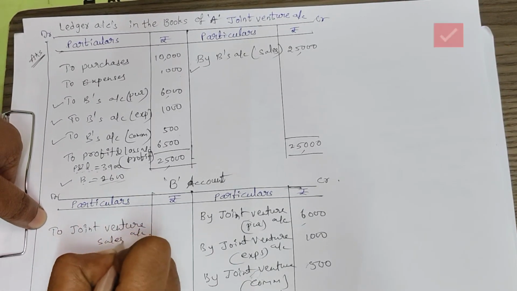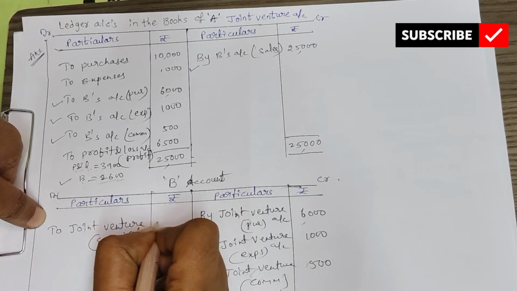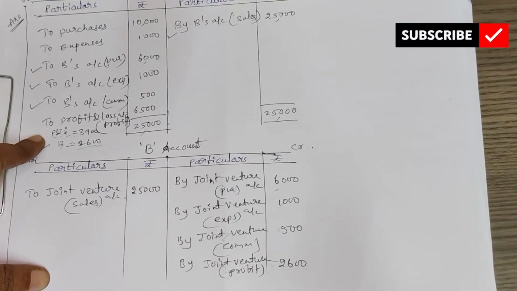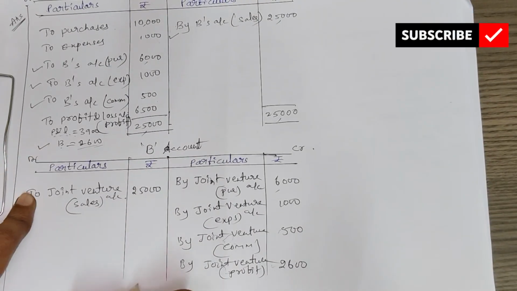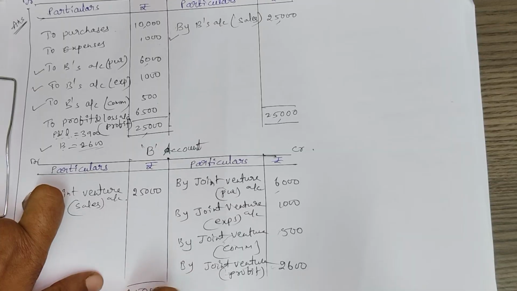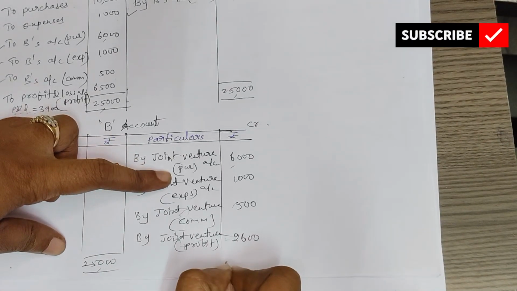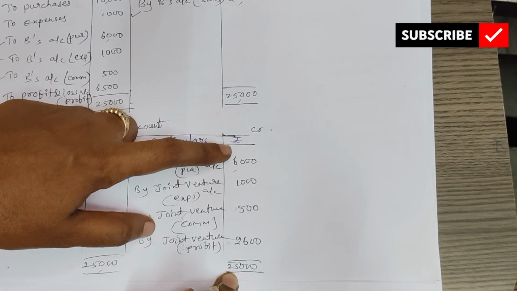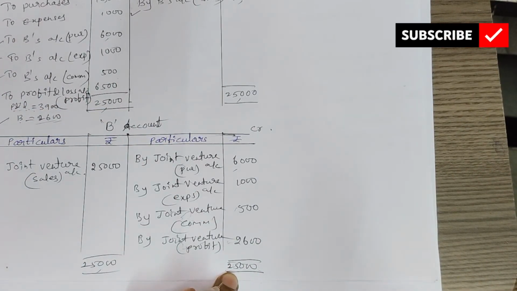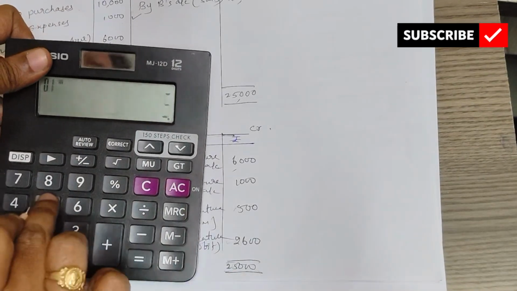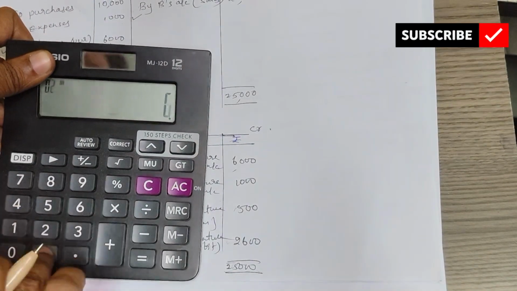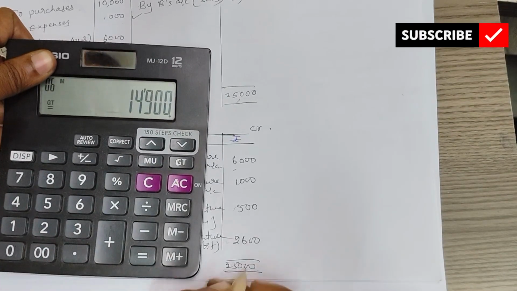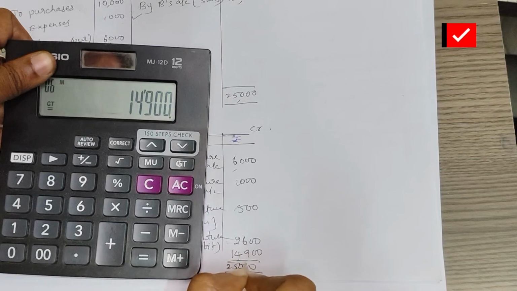So it's related to sales. I'm writing in the bracket sales. What is the amount here? 25,000. Okay, so now balance it. So which side is more? Here debit side is more. So 25,000. Here also 25,000. So out of 25,000 you need to deduct these values. So 25,000 minus 6,000 minus 1,000 minus 500 minus 2,600 is 14,900. Balancing figure will be 14,900.